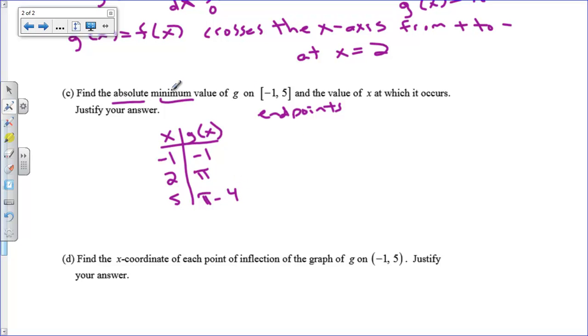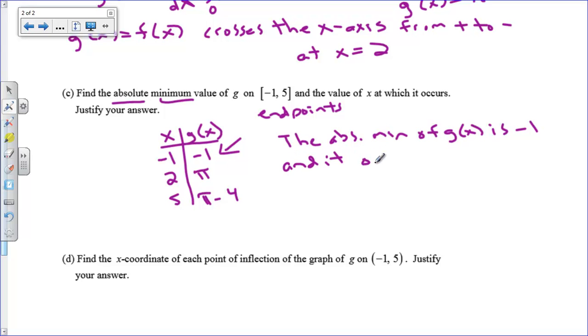And you just want to look and see the smallest value you see here: -1, pi, and pi minus 4. That is the smallest value. Pi minus 4 is negative, but it's not quite to -1. So the absolute minimum of g is -1. And it happens at x equals -1. That's sort of nifty.